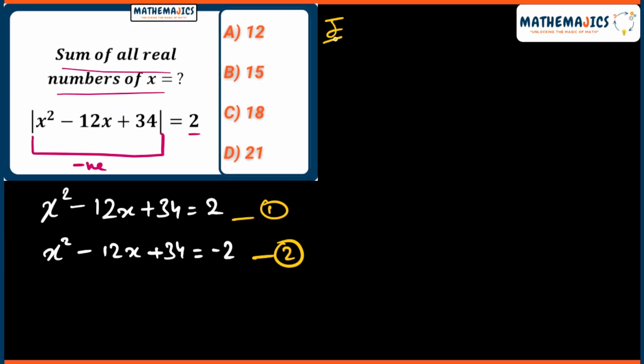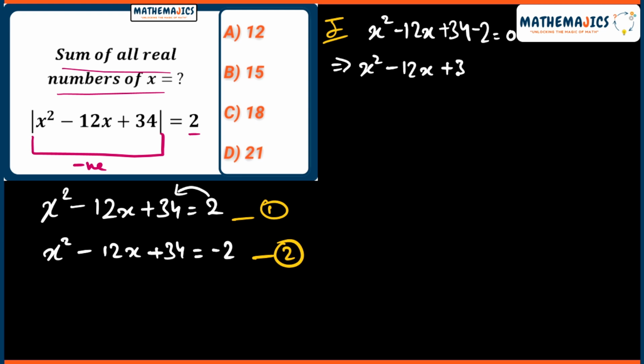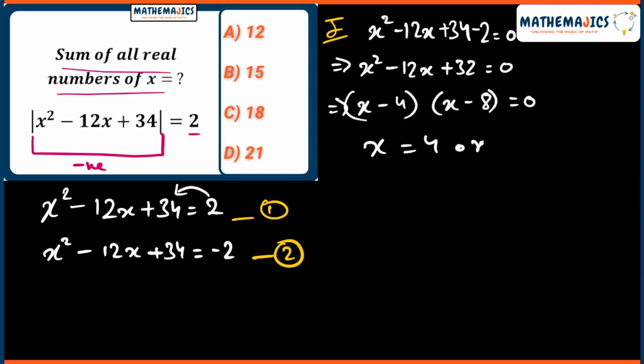So let's solve the first part. According to the first part, we have x square minus 12x plus 34, and we can bring this 2 to the left hand side, minus 2 equals 0. If we solve this, we get x square minus 12x plus 32 equals 0. After middle term splitting, we get (x minus 4)(x minus 8) equals 0. That means x can be either 4 or 8. So these are the two possible values of x from the first equation, correct?